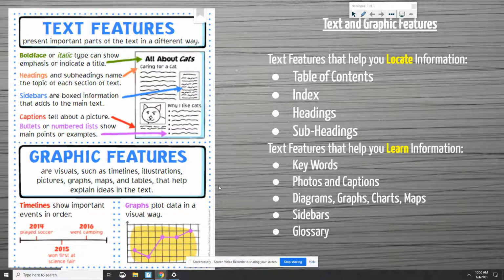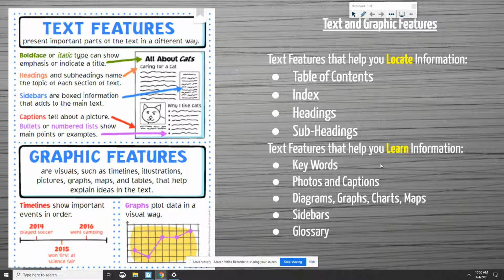So text features that help us locate information are going to be the table of contents, which is in the front of a book, and it tells you like chapter 1 is on page 2, and then it goes on like that. Or it might be telling you about a section. So if we're reading all about cats, it would say all about cats, and then the heading caring for cats is on page 6. So that's how your table of contents works. Index is going to be in the back of a book, and usually it's keywords, and it'll tell you what page you can read those keywords on.